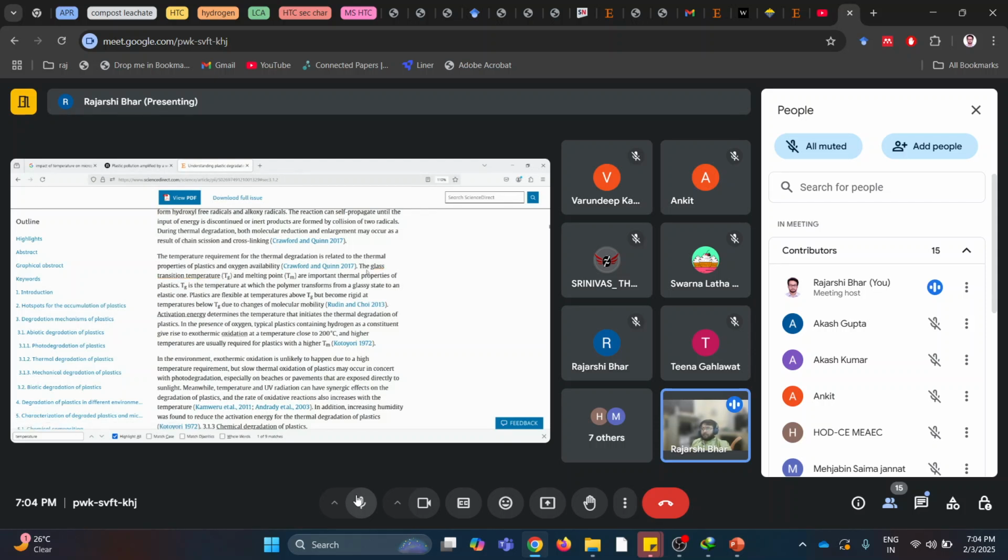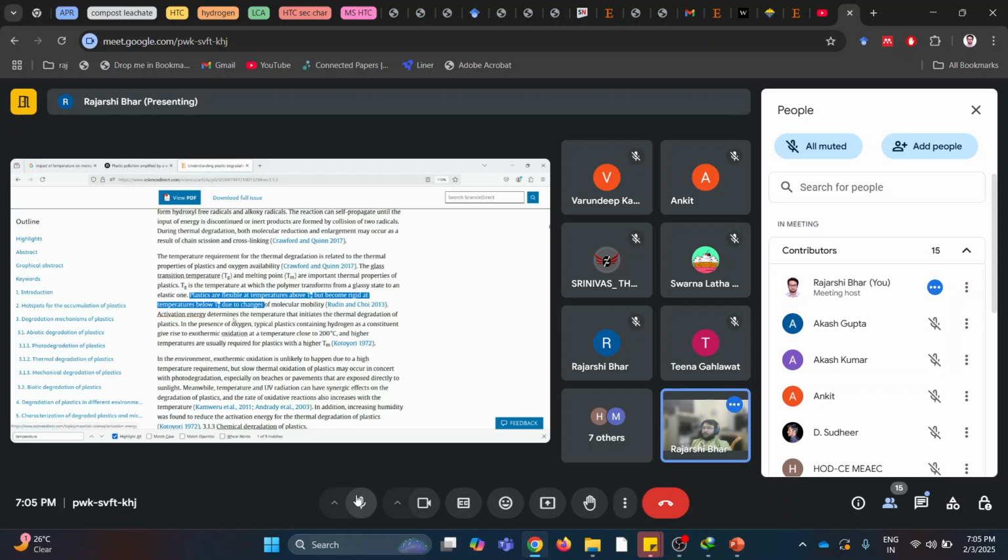The glass transition temperature, Tg, is one temperature, and the melting point is another; both are important thermal properties. The Tg, the glass transition temperature, is the temperature at which the polymer transforms from a glassy state to an elastic one. Plastics are flexible at temperatures above this glass transition temperature, but become rigid at temperatures below.